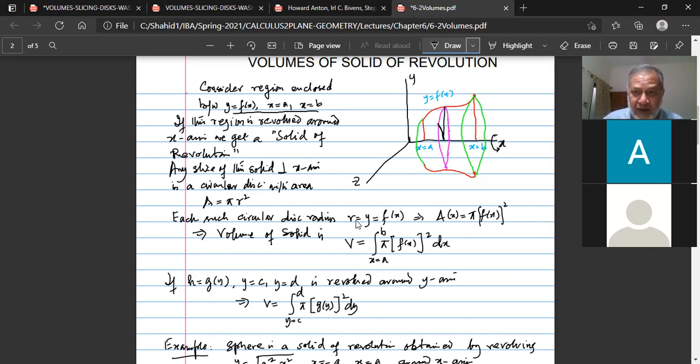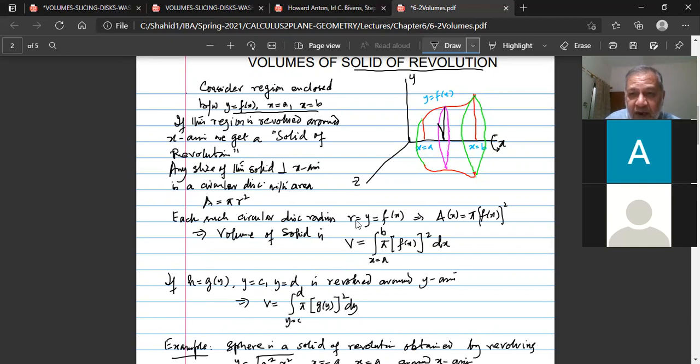And I will have a solid which is called a solid of revolution, because I have obtained the solid by revolving a region in the xy plane about the x-axis. I can develop a solid of revolution by revolving a region about the y-axis or about the z-axis, whichever is appropriate in a particular situation. But right now, what we have considered is y is equal to f(x), x is equal to a, or x is equal to b. This is the region of the xy plane, first quadrant.